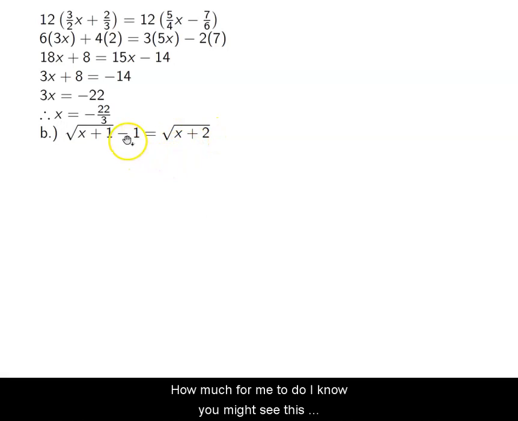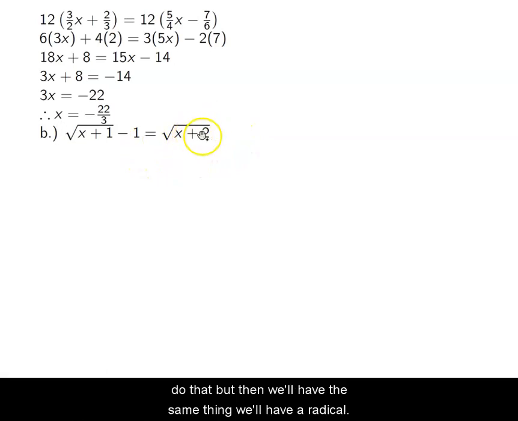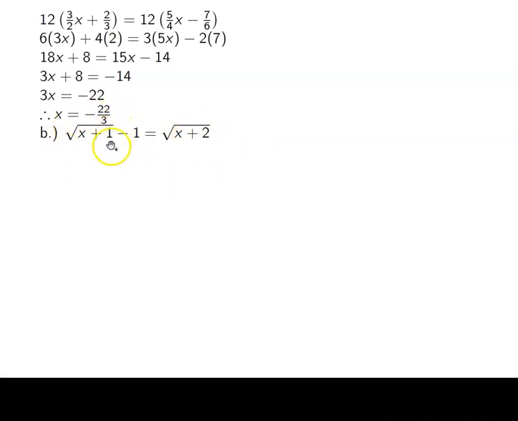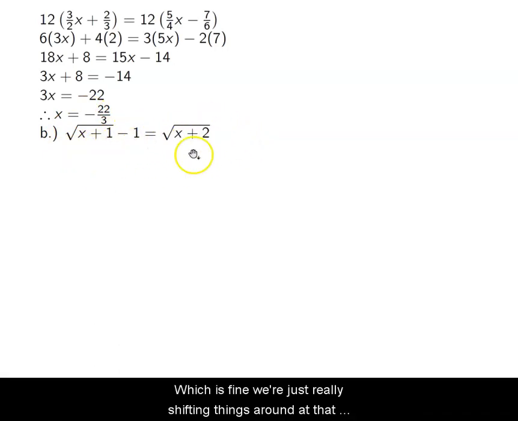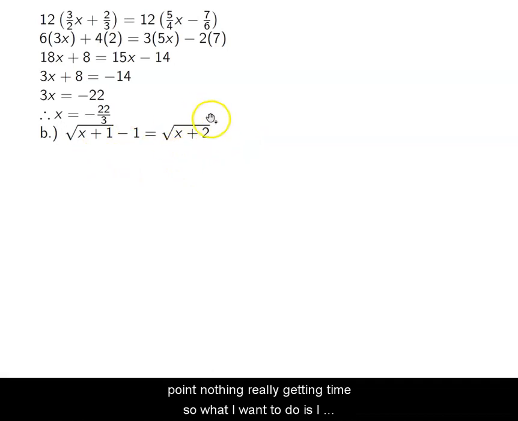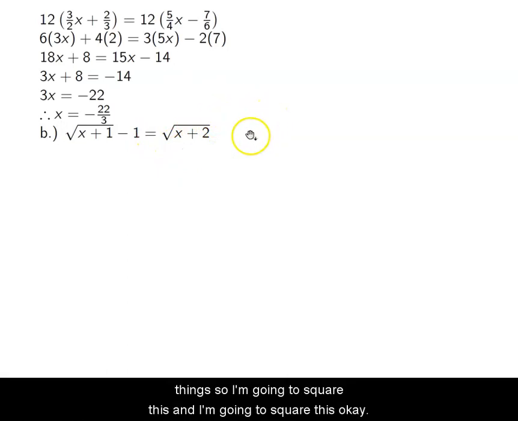I know you might see this negative 1 and say, oh, let's add the one on the other side. We can do that, but then we'll have a radical plus a constant, and our radical on the other side isolated, which is fine. But we're just shifting things around at that point, and nothing's really getting done. So what I want to do is try to undo this square root. Remember, we're trying to isolate x by undoing PEMDAS. The opposite operation of square root is to square things. So I'm going to square this, and I'm going to square this.